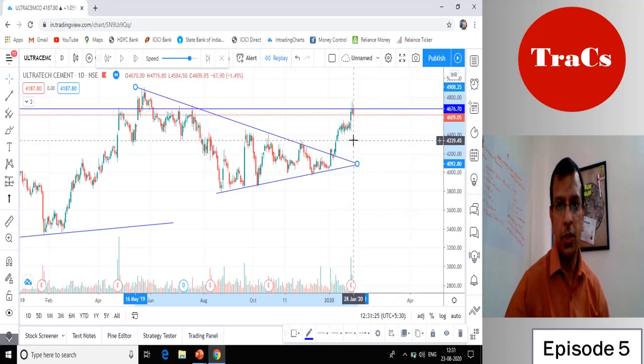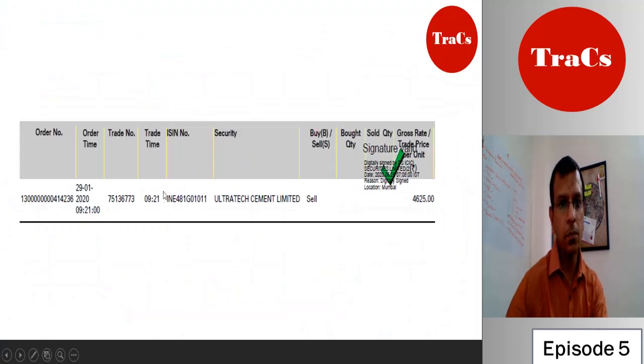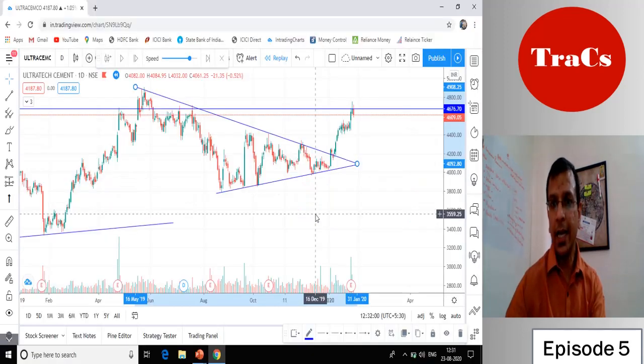Now, I was holding this stock, and after seeing this bearish engulfing, I took a decision to sell it. Let me show you the contract note for that. It's on 29th of Jan at 9:21 a.m., which means as soon as the markets opened, within 5 minutes I took the trade. It was a sell order because on 28th Jan I saw a bearish engulfing, at a price of 4625. Let's see what actually happened to the stock after I took this trade.